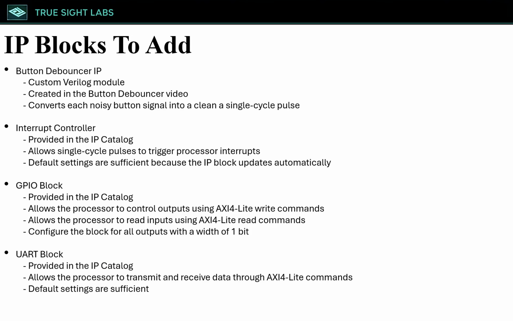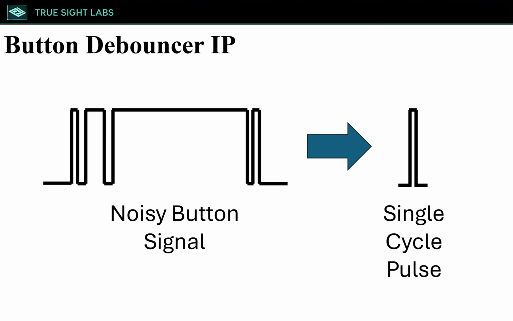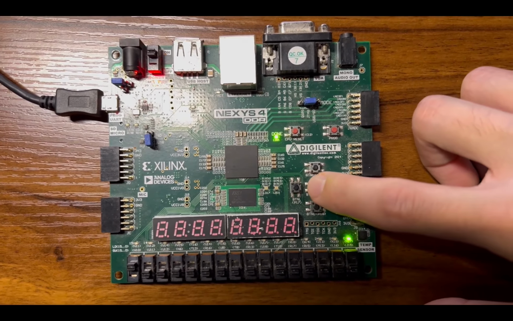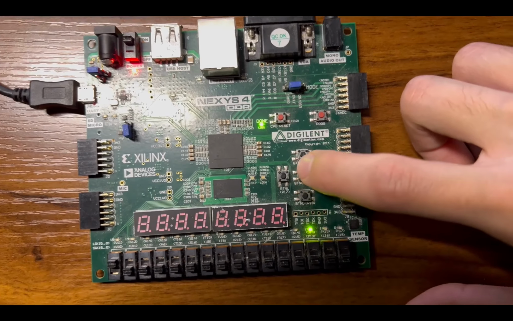So in this demonstration, there are 4 main IP blocks to add. The first is the Button Debouncer IP block. This IP block is a custom Verilog module that we created in the Button Debouncer video. This Verilog module debounces noisy button presses by converting each noisy button signal into a clean single-cycle pulse. I highly recommend watching the Button Debouncer video before watching this video.